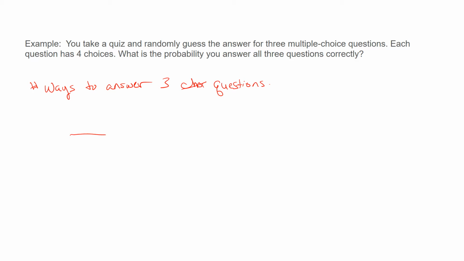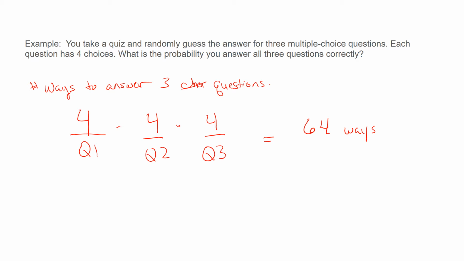Well, I have question 1, and I have question 2, and I have question 3. Now, every question has 4 choices, so I have 4 things I can pick from for question 1, 4 I could choose from for question 2, and 4 I can choose from for question 3. So that gives me a total number of 64 ways to possibly answer.